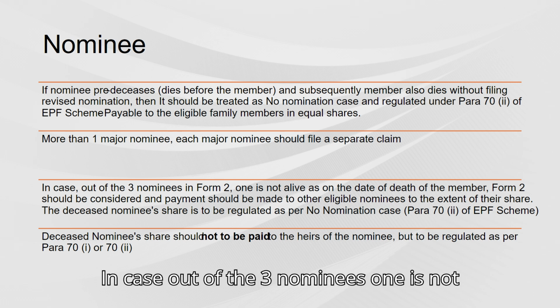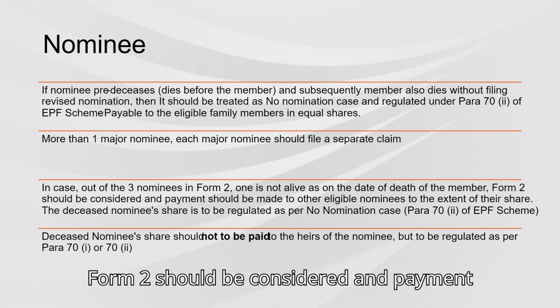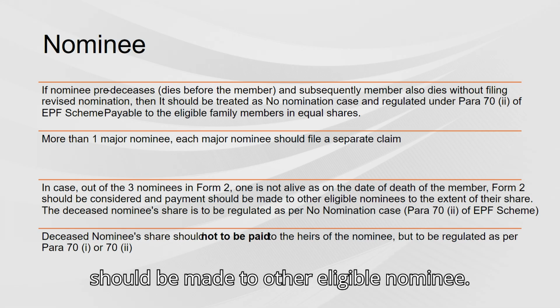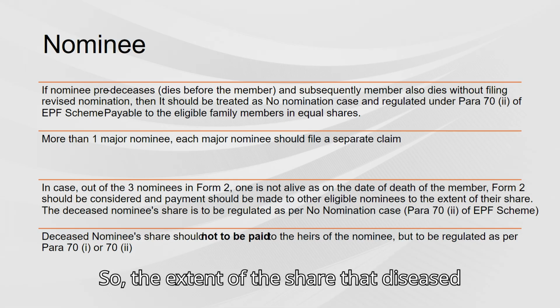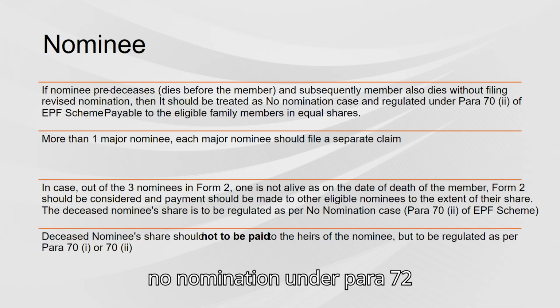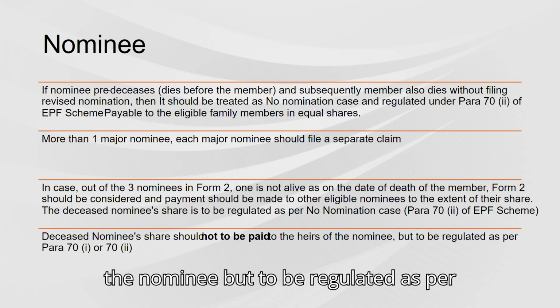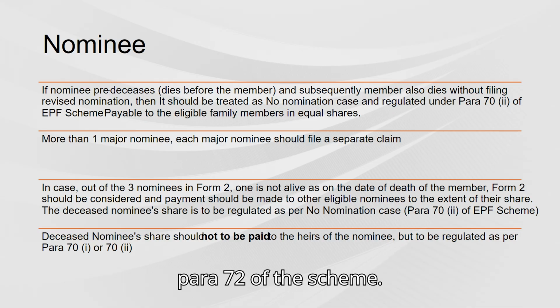In case out of the 3 nominees one is not alive on the date of death of the member, Form 2 should be considered and payment should be made to the other eligible nominees. The extent of the share of the deceased nominee is to be regulated as per no nomination under Para 72 of the scheme. Deceased nominee's share should not be paid to the heirs of the nominee, but to be regulated as per Para 72 of the scheme.